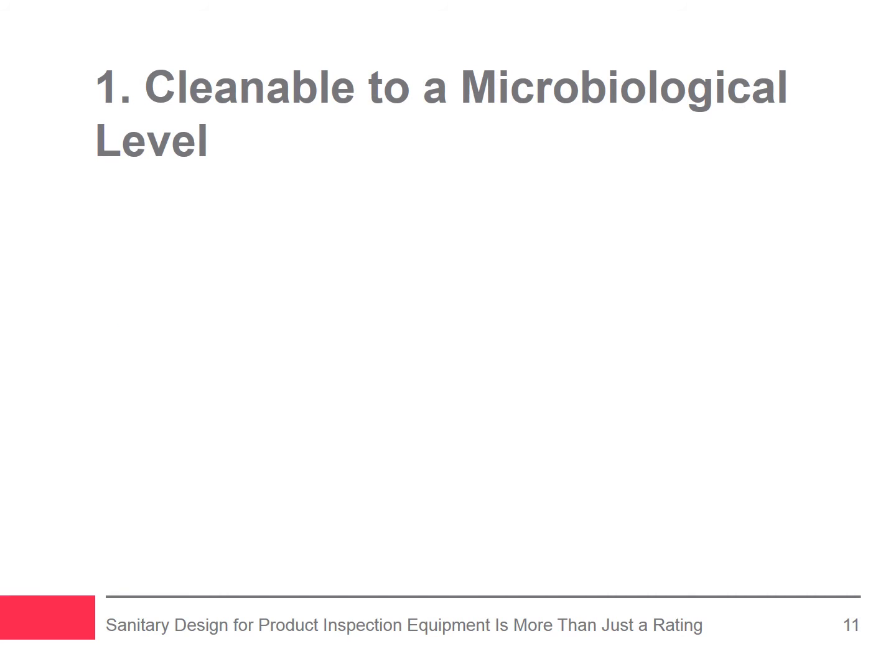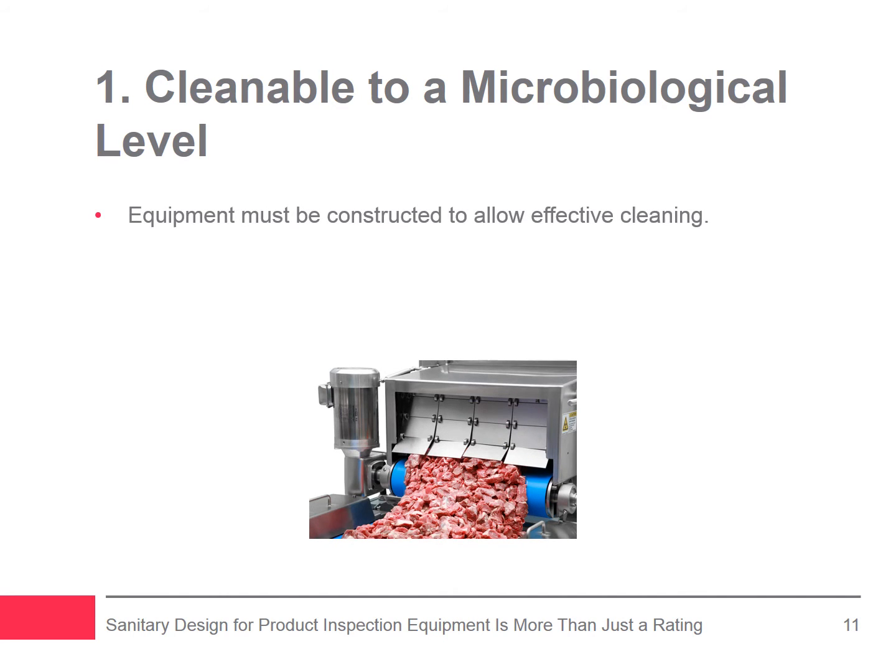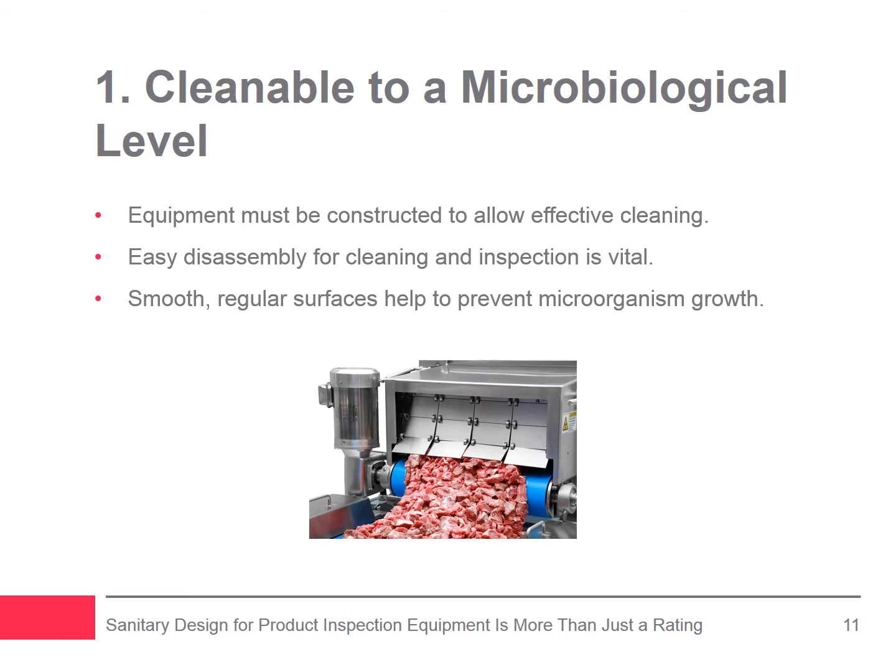Principle 1. Cleanable to a microbiological level. Food equipment must be constructed to ensure effective and efficient cleaning over its lifespan. Equipment should be designed to prevent bacterial ingress, survival, growth, and reproduction on both product and non-product contact surfaces. The ability to easily disassemble equipment for cleaning and inspection is important. Product inspection equipment with smooth, regular surfaces can help to prevent pathogenic microorganism growth by making sanitation easy.